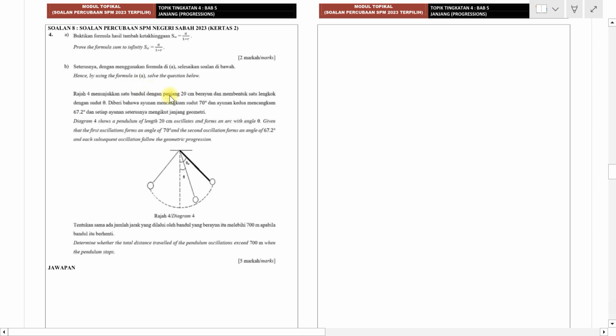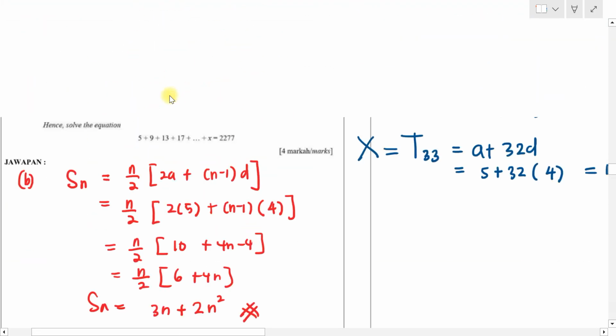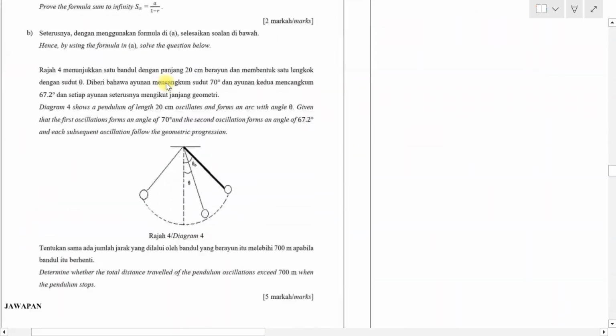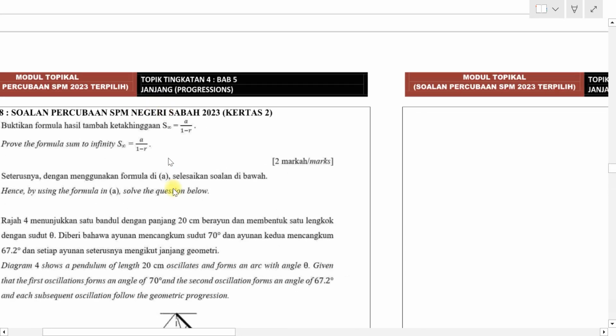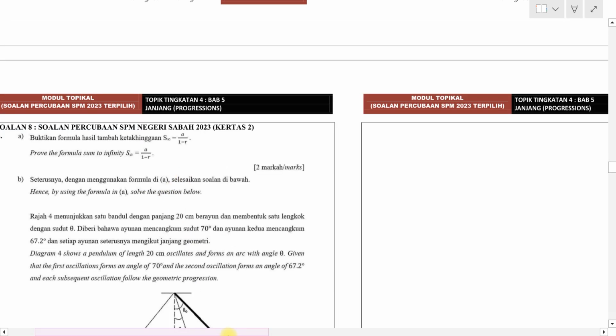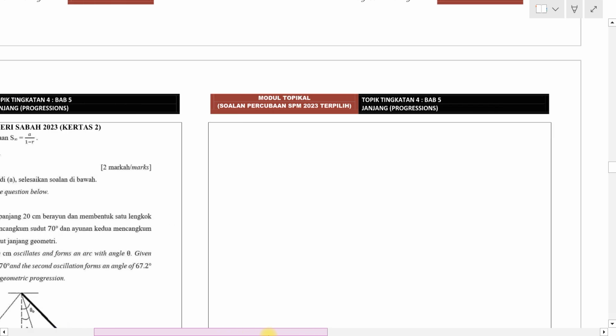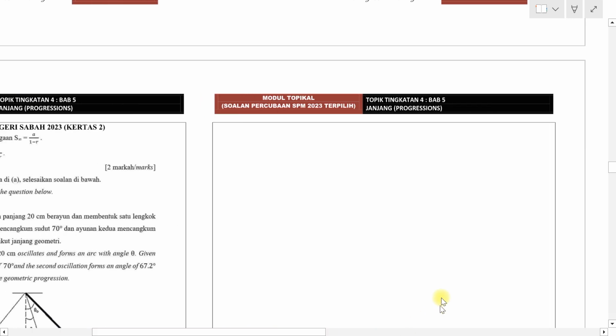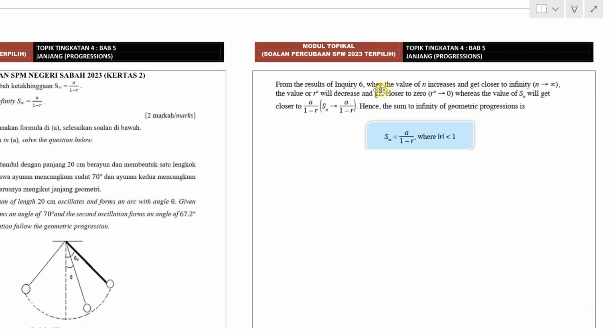Another formula. Sabah usually doesn't have a question, just asks you to prove a formula. So S infinity: if you want to learn infinity, you need knowledge of differentiation. When the value of n increases and gets closer to infinity, the value of Rn will decrease and get closer to 0, whereas the value of Sn will get closer to this.